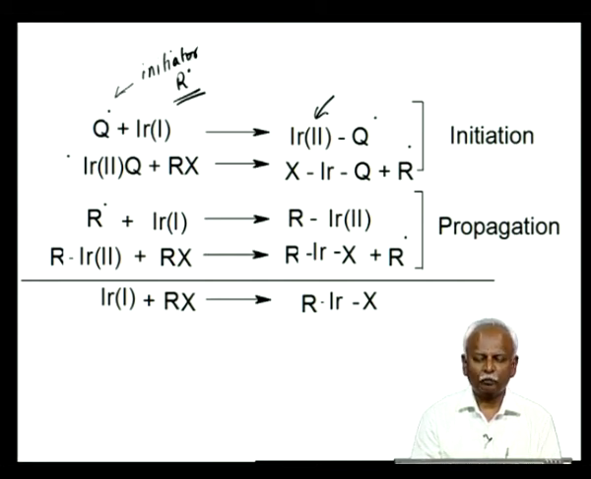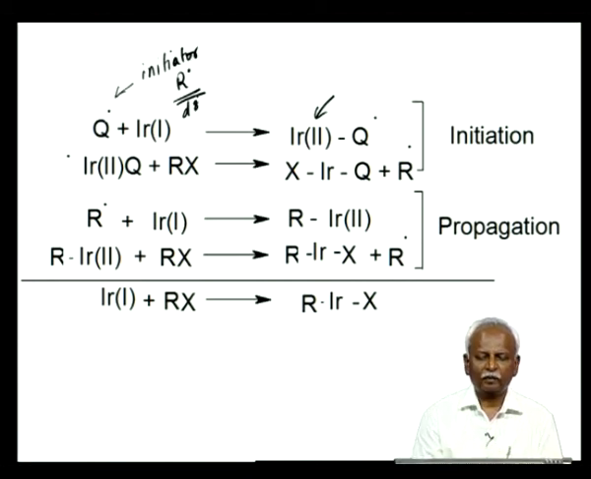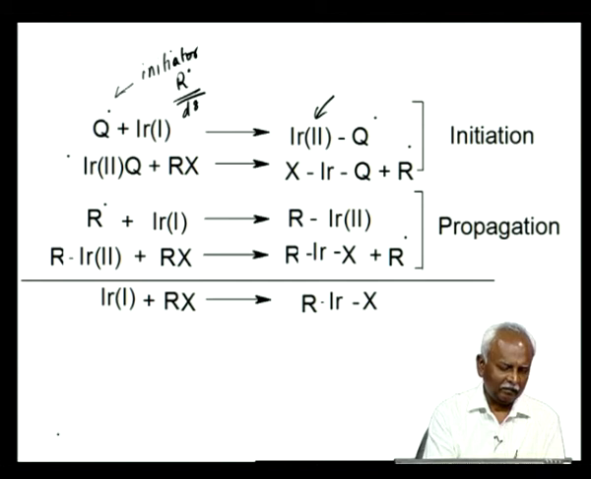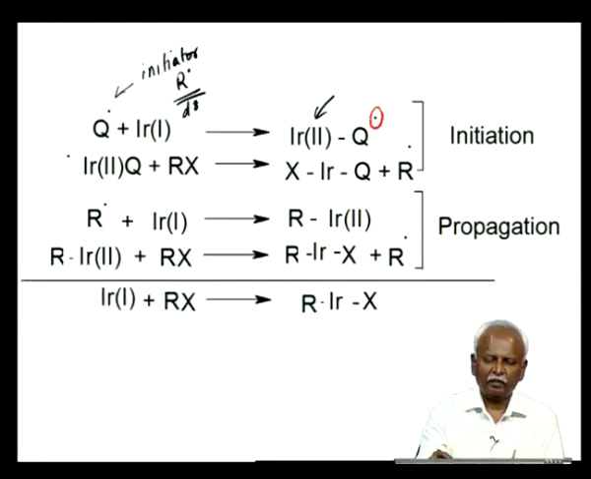Now, this iridium 2, you remember, this is a d8 species. So, if it becomes iridium 2, it will be a d7 species, it will be an odd electron species. So, that is why we indicated it by adding this dot. So, it is a radical. So, this whole thing is a radical species.